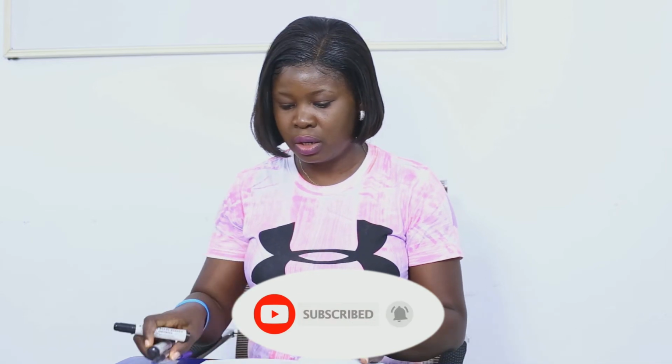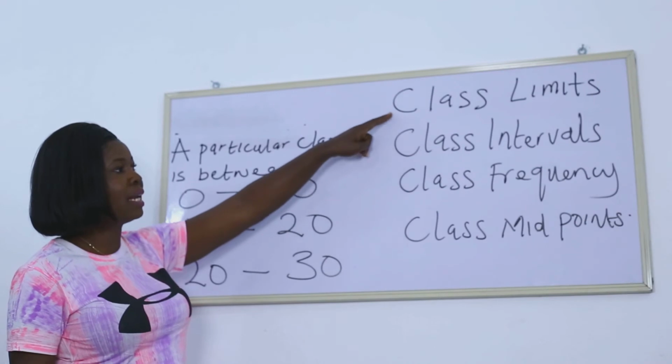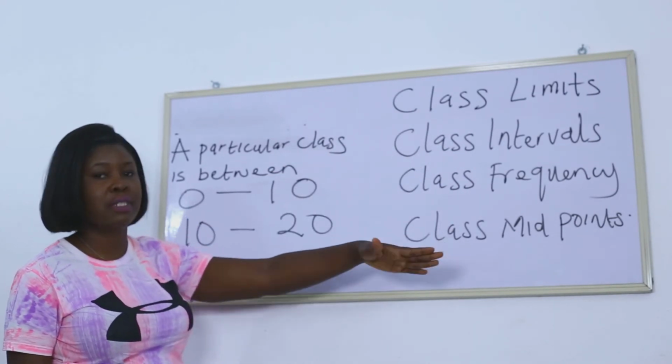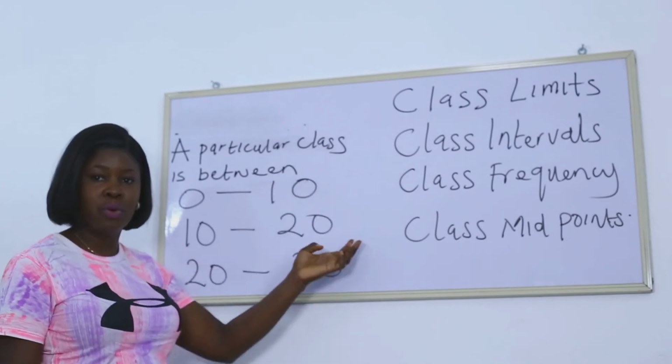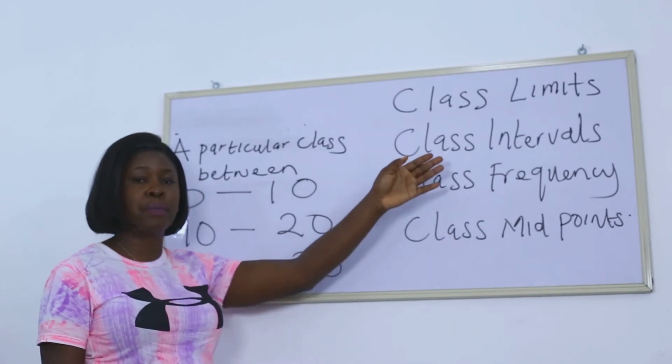Then we also have class midpoint. What is class midpoint? Class midpoint is the addition of the upper class limit and the lower class limit divided by 2. I'll do a quick analysis of everything I've said now so that we'll have a better understanding of it, explaining what the class limits, class intervals, class frequency and class midpoints are. I'll take an example to explain what these 4 points are.